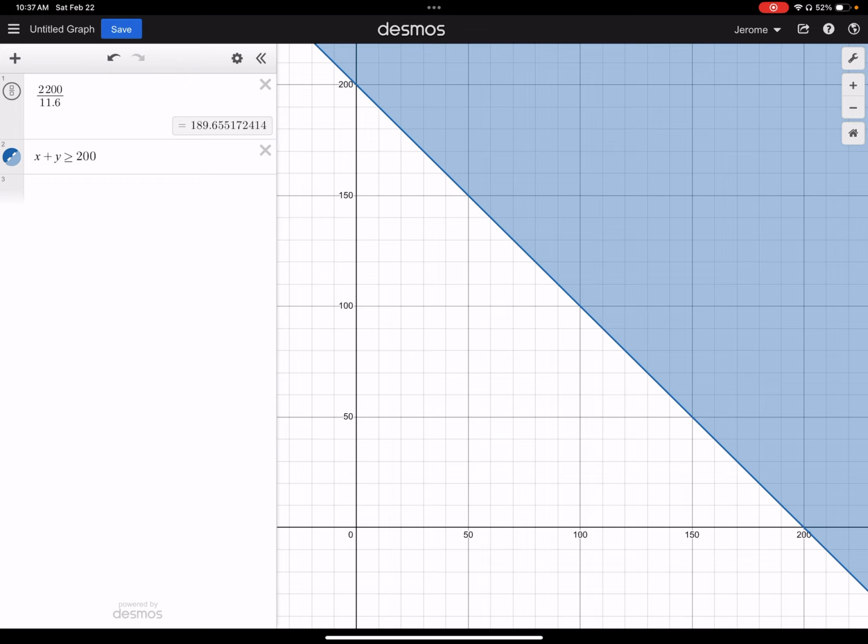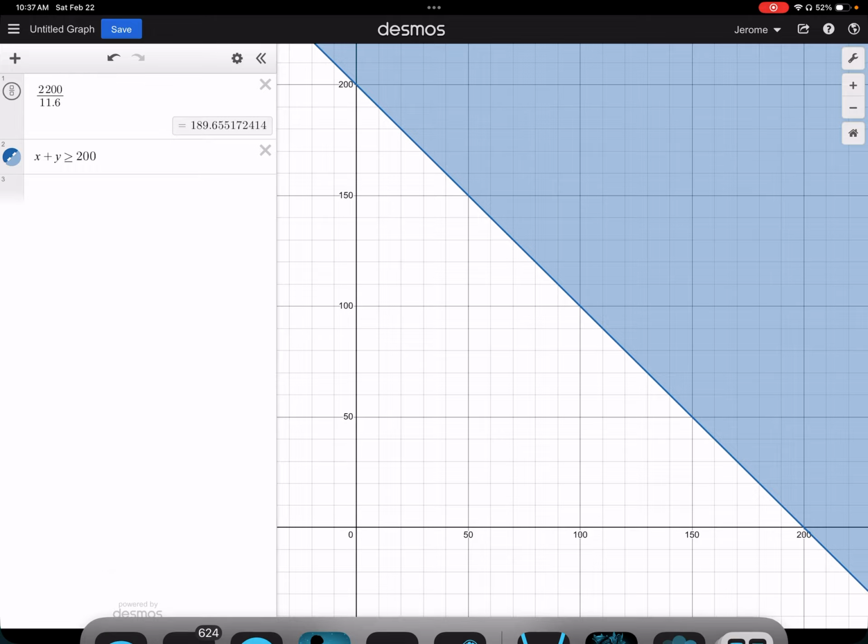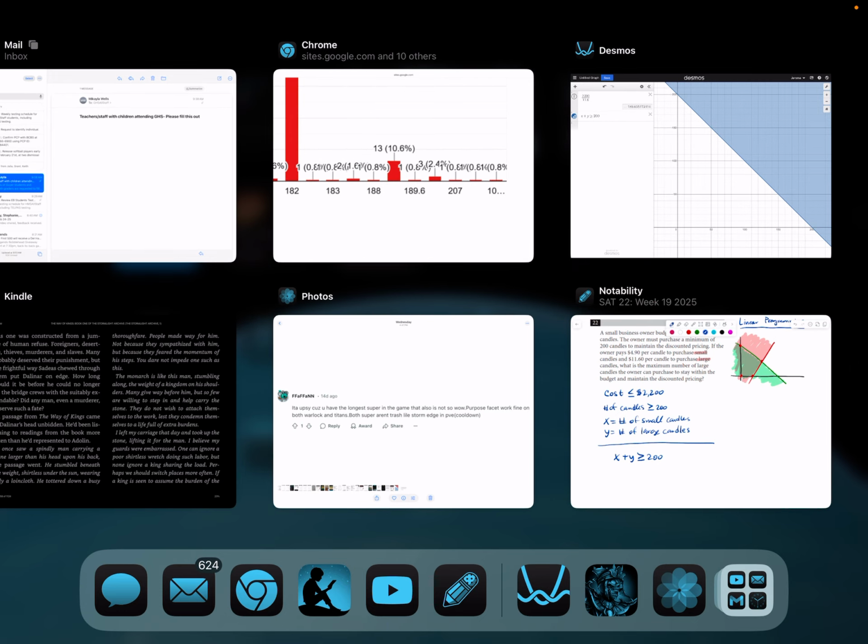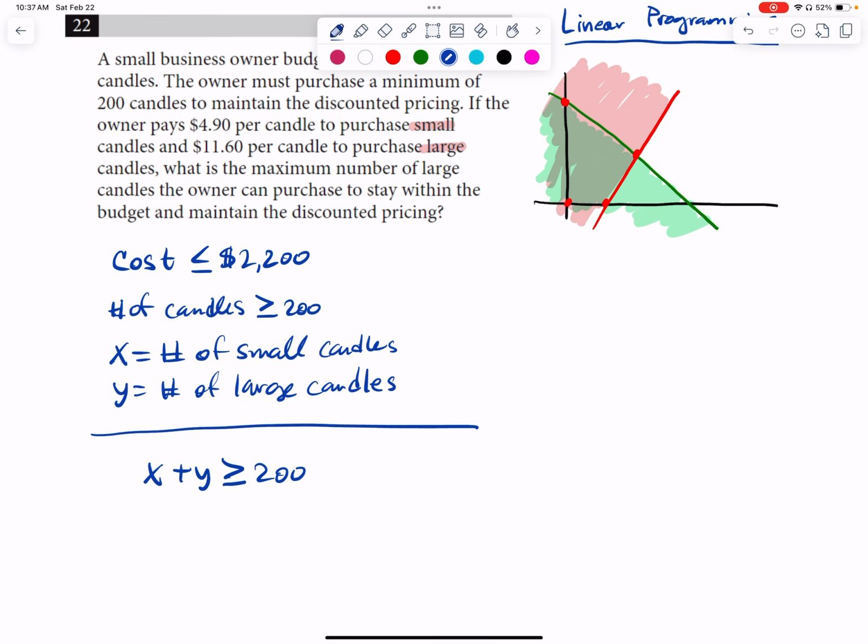Okay, so that's too many candles. We need to be able to narrow it down with another inequality. So let's take a look at our problem. And then let's make ourselves a cost equation where our cost, our budget, cannot exceed 2,200.